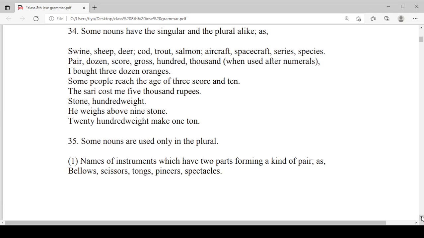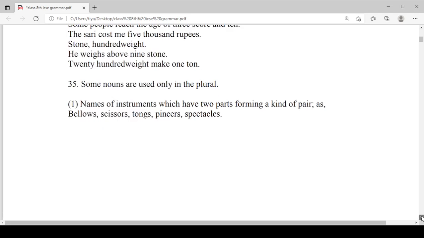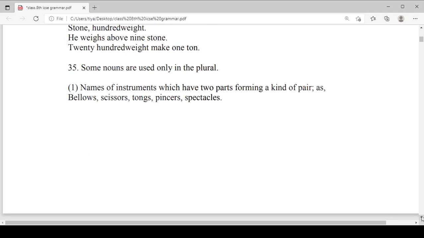Okay, now we have some nouns that are used only in the plural. Names of instruments which have two parts, like pants, jeans, scissors, tongs, spectacles, glasses, all these things that have two parts. When we talk about sunglasses, sunglasses have two parts. When we talk about pants, pants have two parts, trousers have two parts.